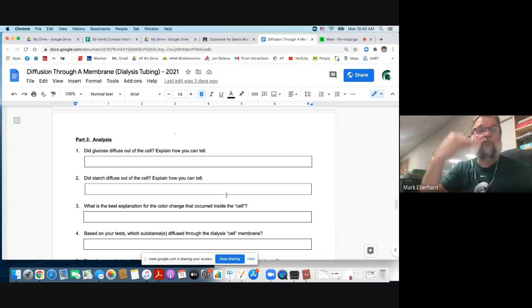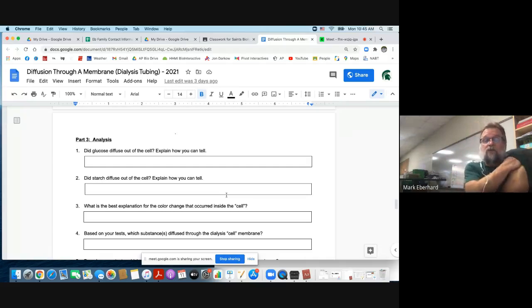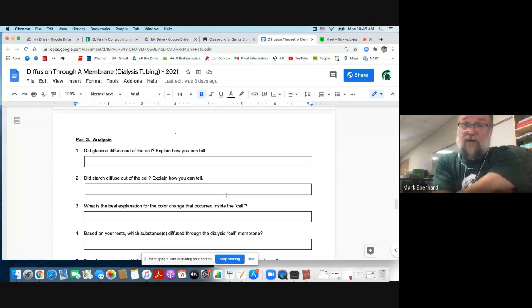So let me just go down briefly. Number one says, did glucose diffuse out of the cell? Yes. How do I know? Explain how I know. Because the test strip turned green. The test strip was positive.